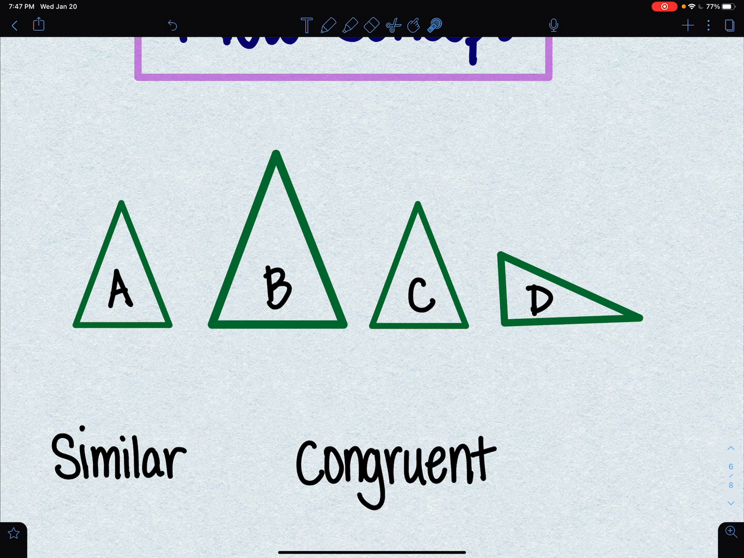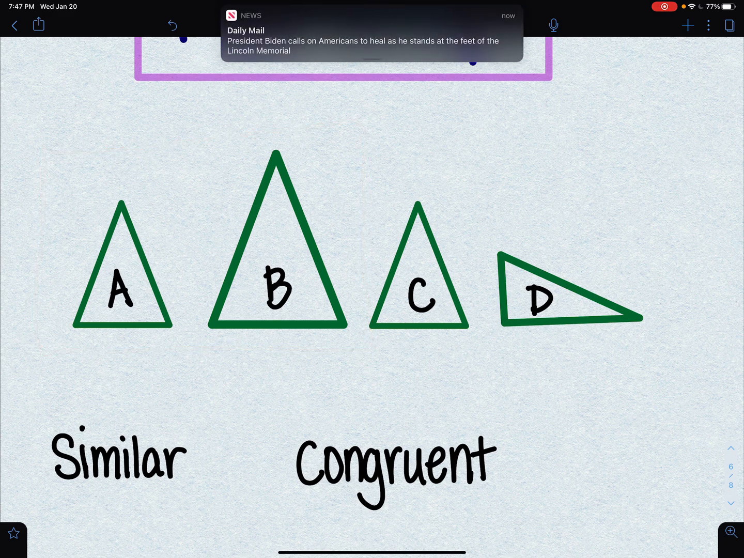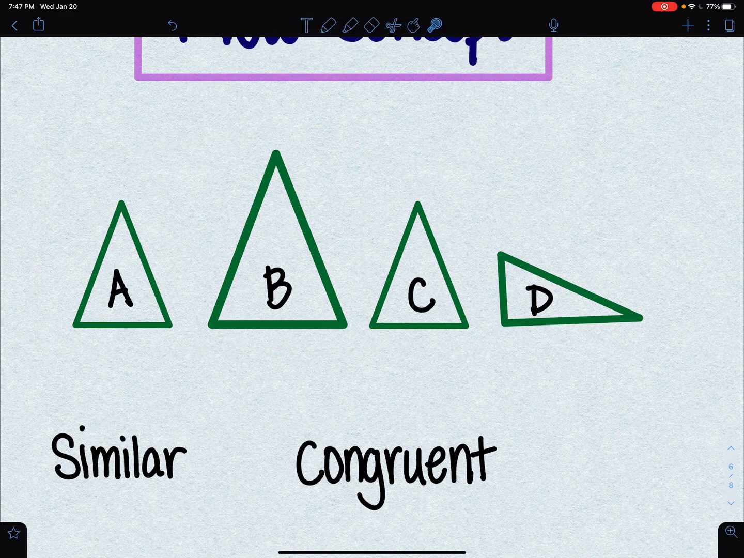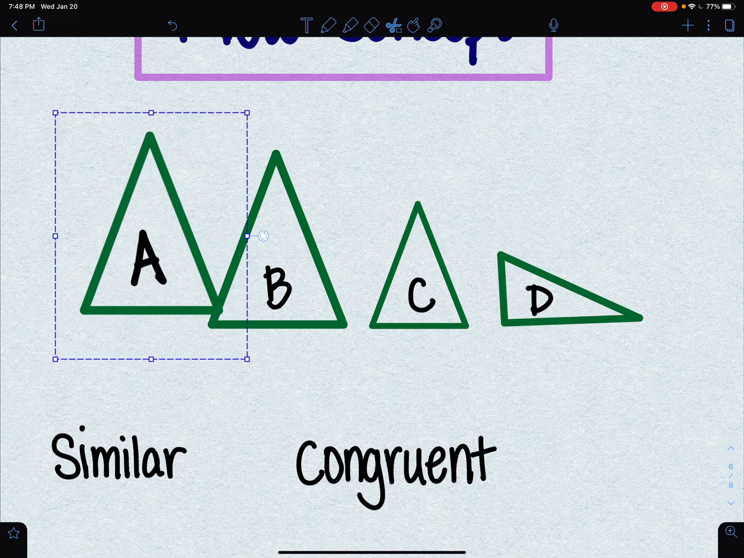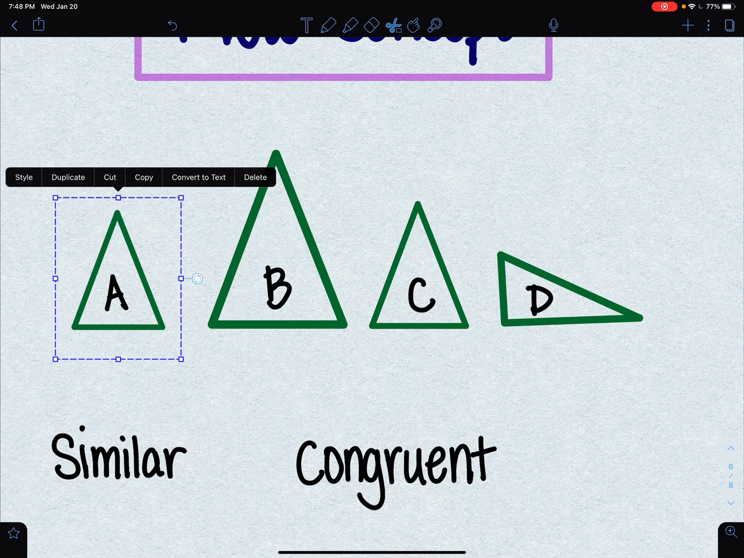And we notice, let's compare these two first, that triangle A and triangle B actually have matching angles. So this angle kind of looks like this angle, and this angle kind of looks like this angle, and this angle looks like this angle. And it turns out that their angles are exactly the same. And I know that because what I did is I made this triangle and then I made it big to make triangle B.